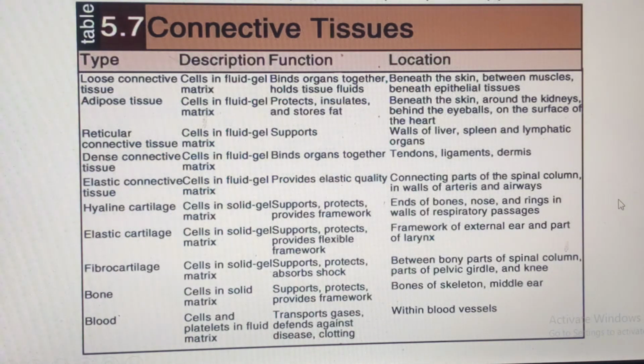Ladies and gentlemen, I hope you find this helpful. In our next session, we look at the specialized connective tissue, being of course the cartilage, bone, and the blood.